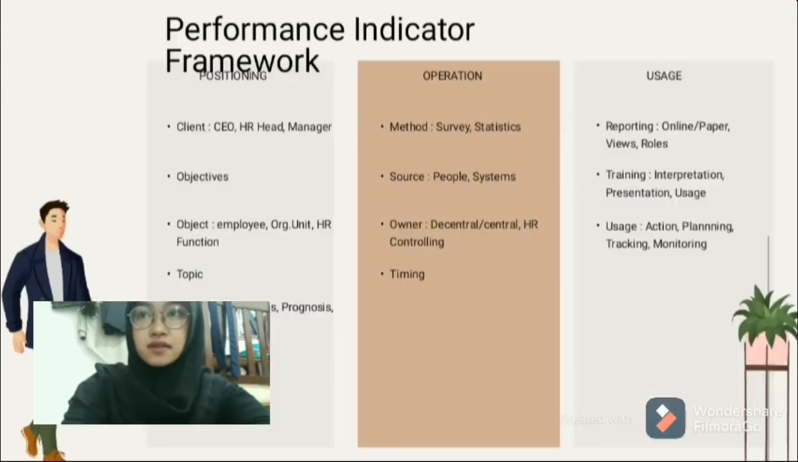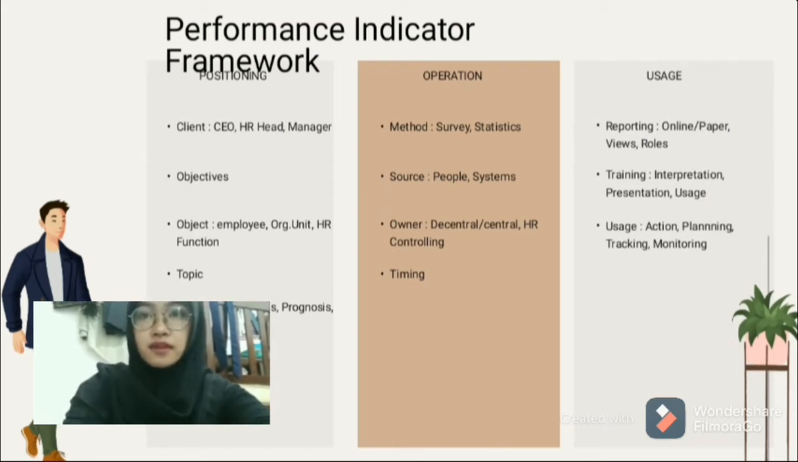Then, as we can see on the slide, there is a performance indicator framework, which has positioning, operation, and usage. In positioning, the clients are the CEO, HR head, and manager, and there must be an objective, where the objects are employee, organization unit, and HR function. And there must be a topic, and the functions are diagnosis, prognosis, and evaluation.